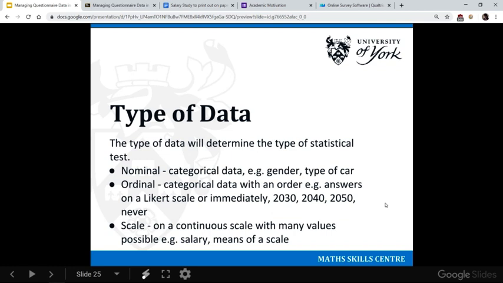Another type of scale is when we take the means of a scale. So we ask a lot of different questions trying to measure something like academic motivation, and then we take the means of several questions. And then the data starts to behave a bit more like scale data rather than Likert, rather than being ordinal data, because it's Likert. Now, if you need to know more about this, that's what the next video is going to talk about.